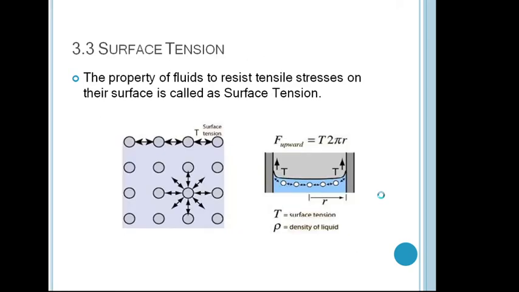The next topic is surface tension. The property of a fluid to resist tensile stresses on its surface is called surface tension. To understand the concept of surface tension, please see the first diagram. When will surface tension act on the fluid surface? For that there are two conditions. Number one, when the fluid surface is in contact with air. Number two, the surface between two immiscible liquids will experience a surface tension.